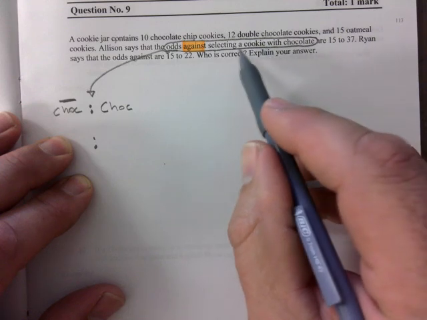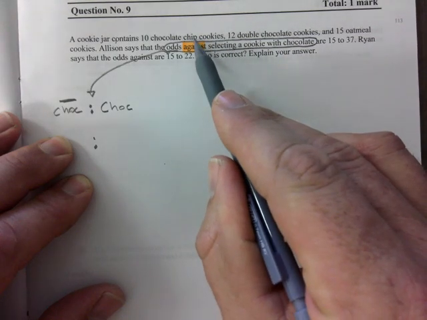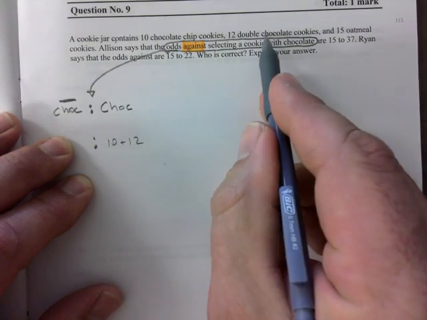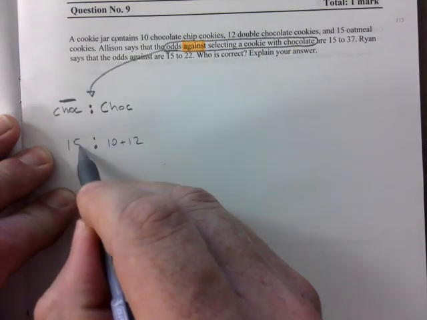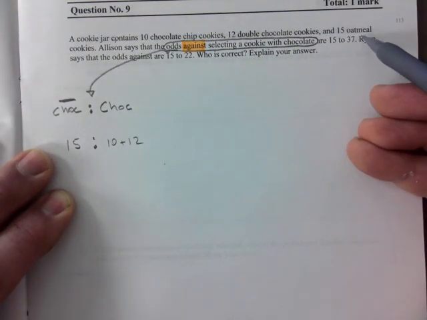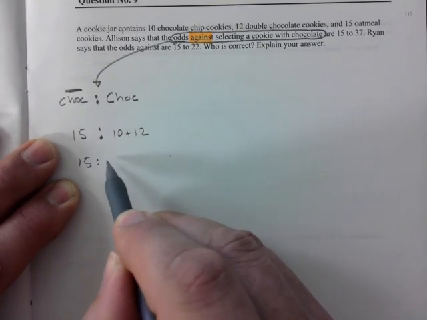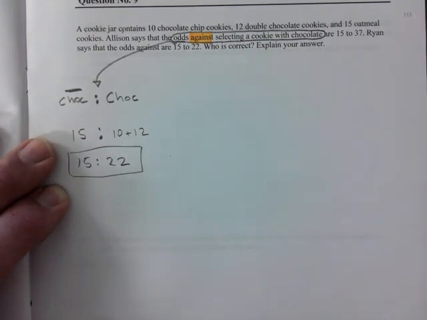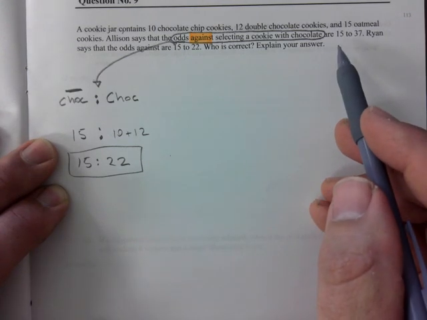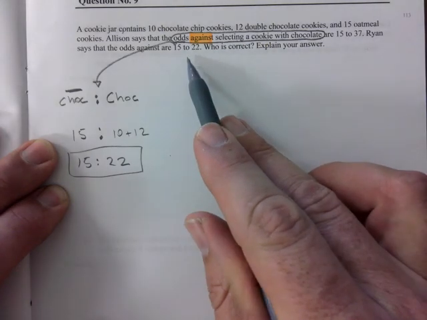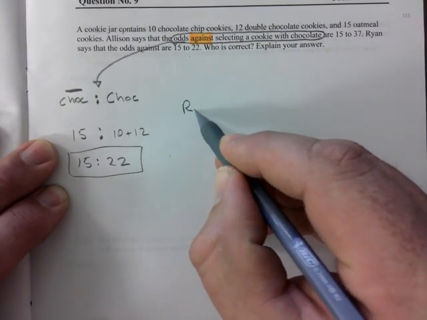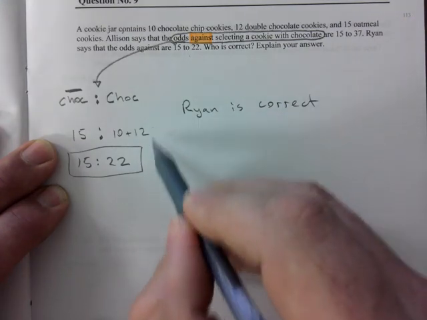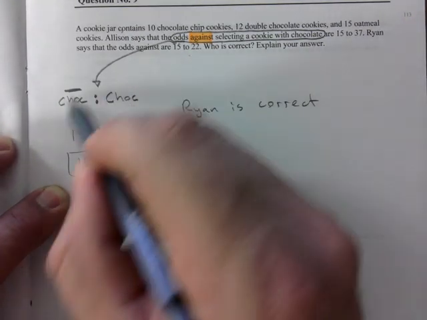What do we have here? Select a cookie with chocolate. So obviously these two are chocolates, so I'm going to go 10 plus 12. Both of them contain chocolates. And 15 would go over here. That's the oatmeal, right? So that's 15 to 22. So you've actually done the calculation based on what you know. So you would have to say that Ryan is correct. And the explanation, this would count as the explanation.